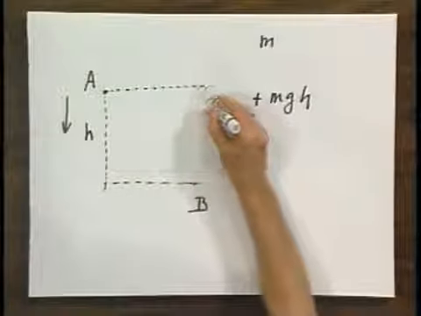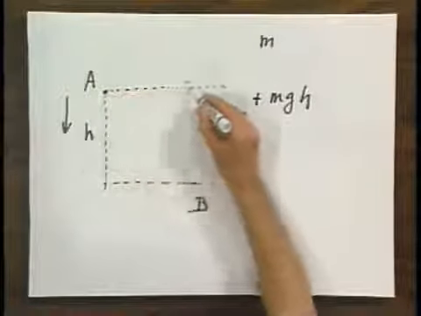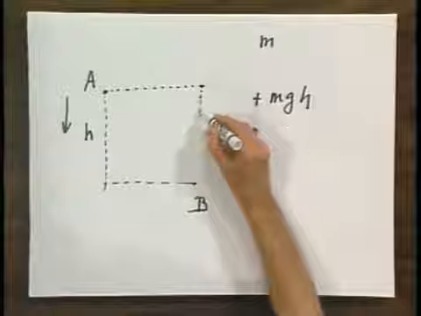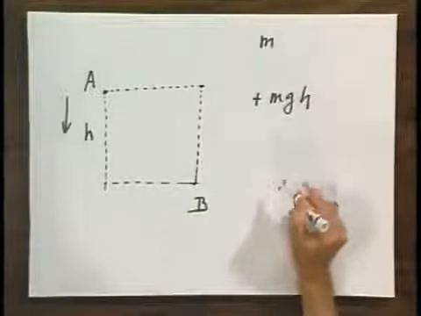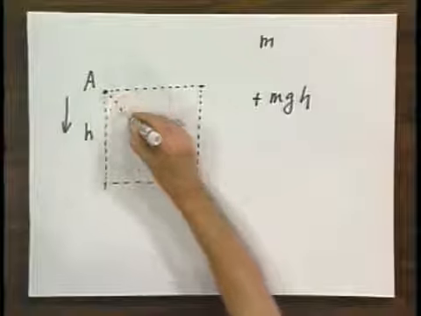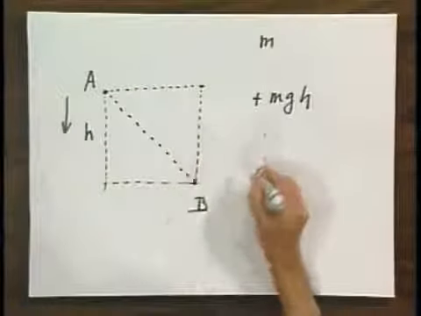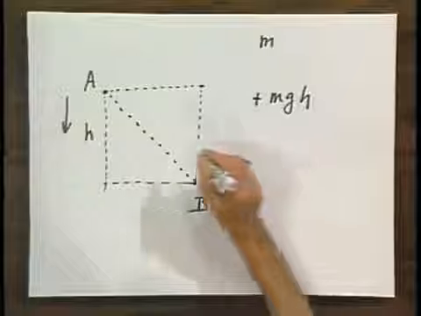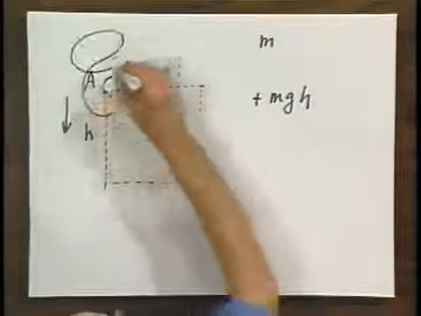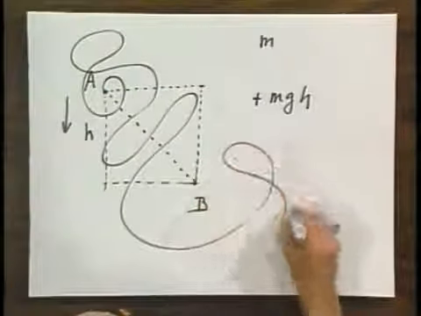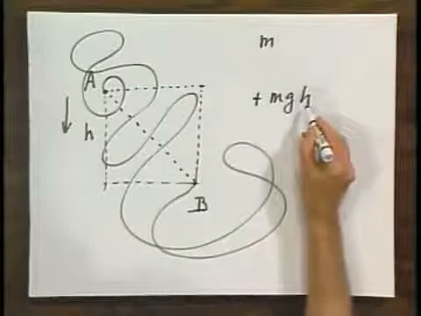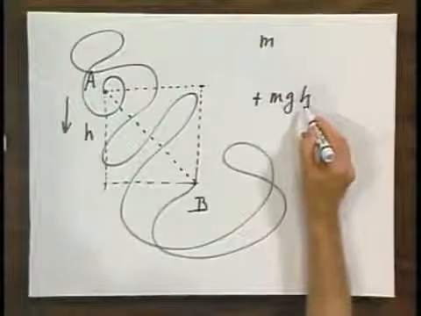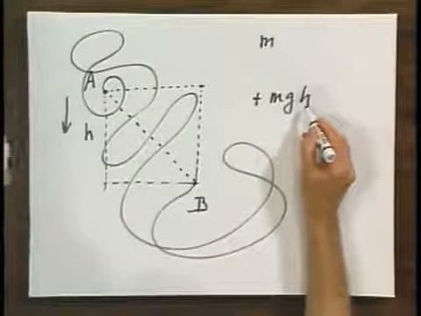no work will be done by gravity if I move this object horizontally, and then I go down, and then the work done by gravity will be mgh. But if I go this way, the work done by gravity will also be plus mgh. If I go this way, and I finally arrive at B, the work done by gravity will also be plus mgh.